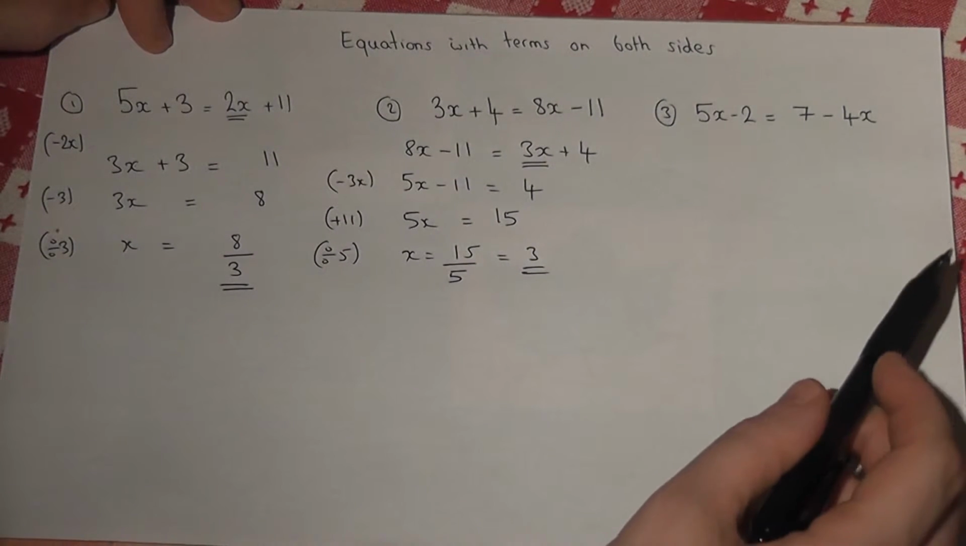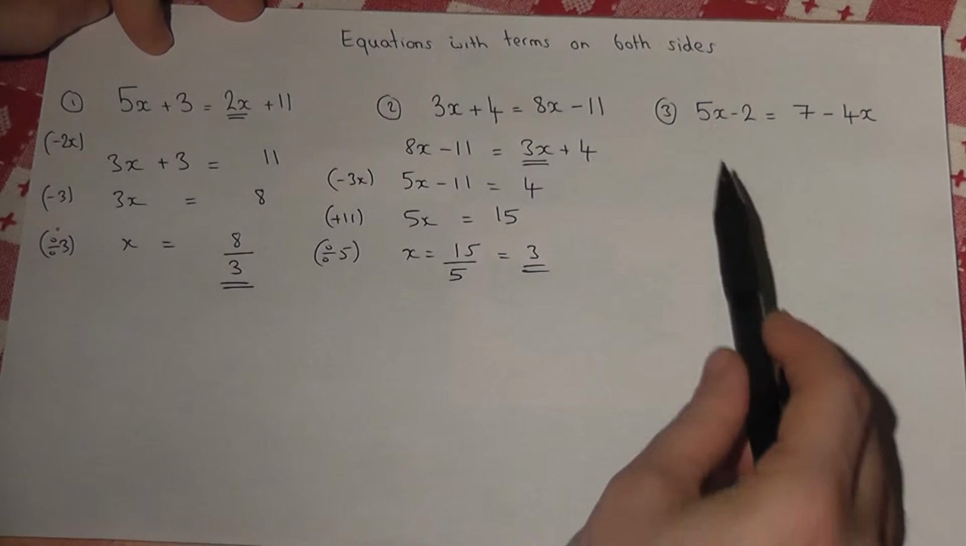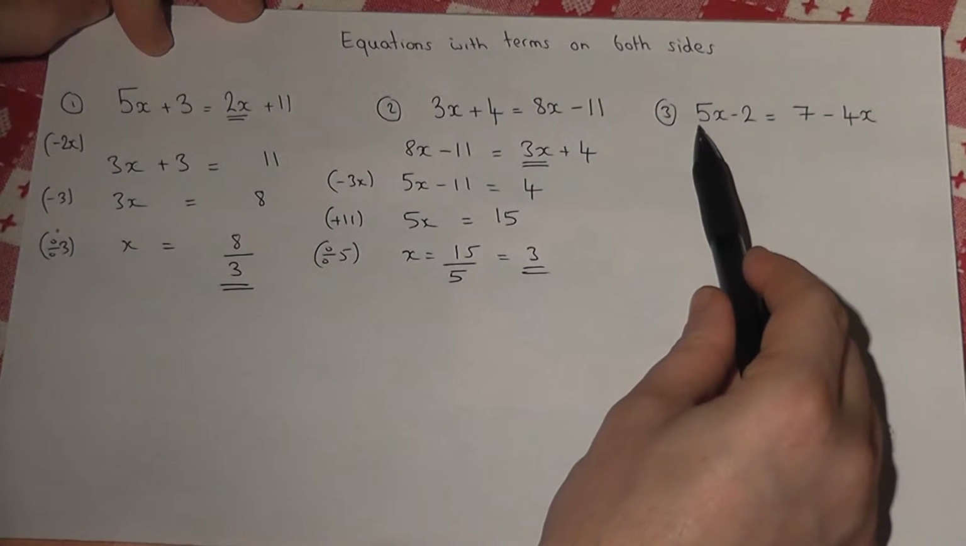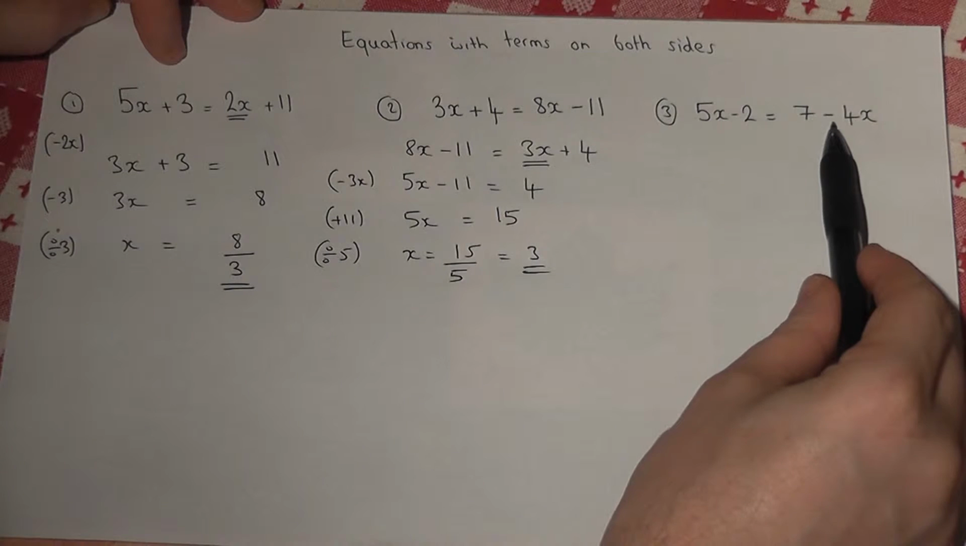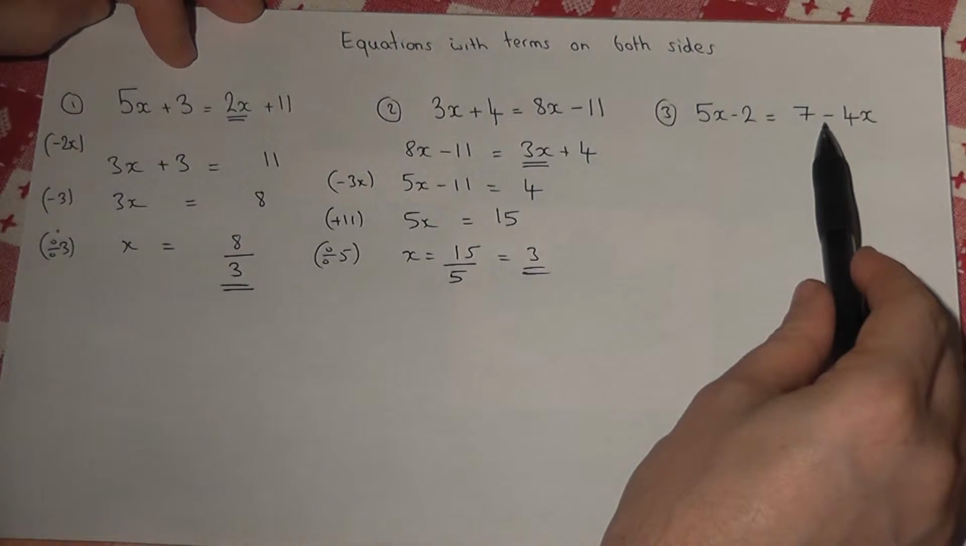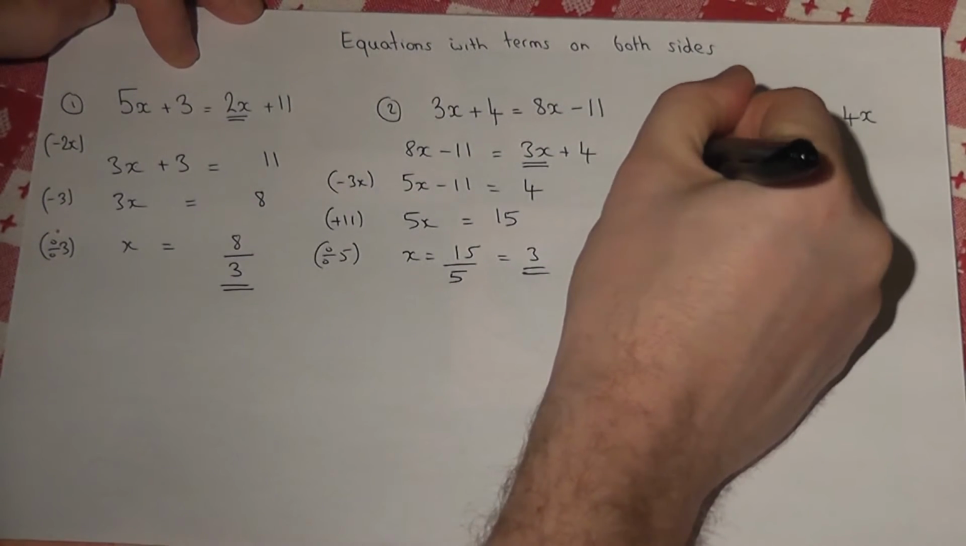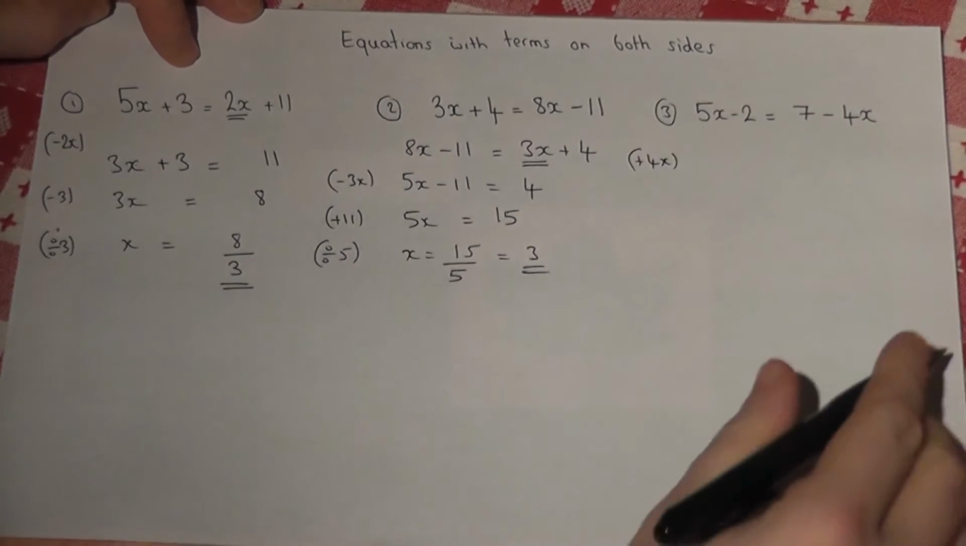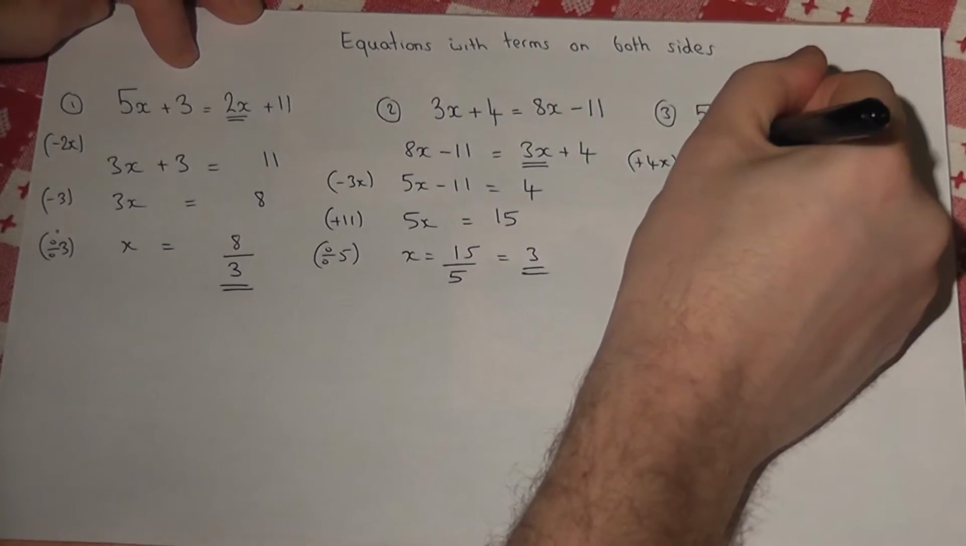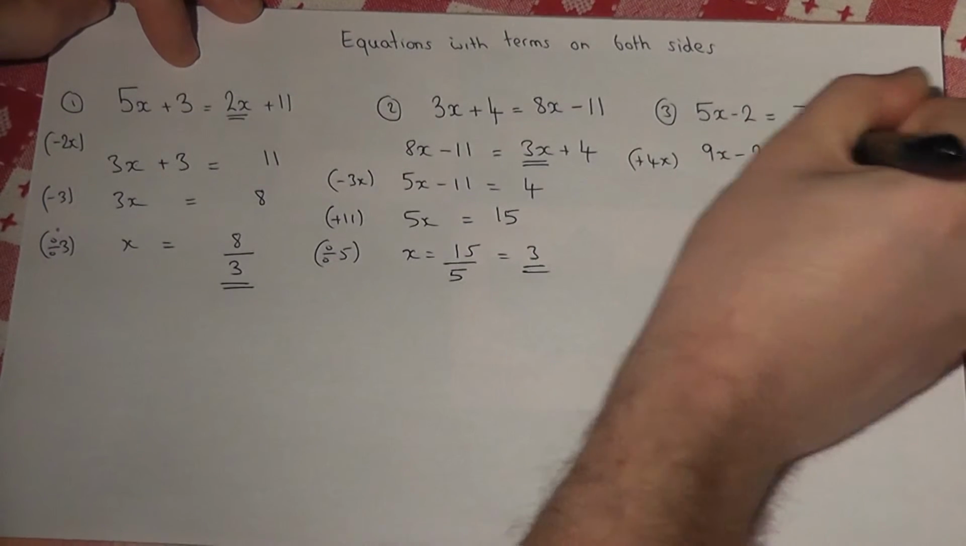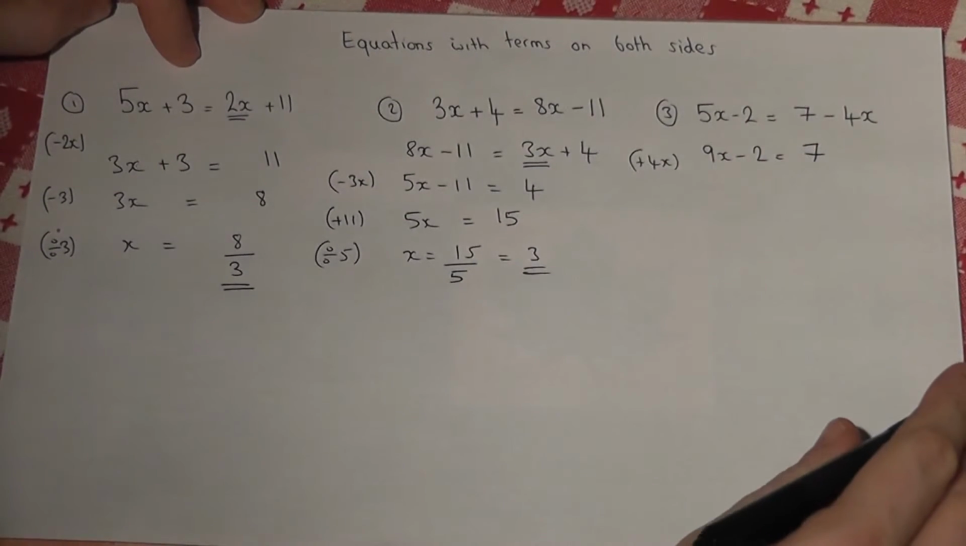So in the third example, there are more x's on the left hand side, I'm okay there, but there's a minus 4x there. So I need to add 4x to cancel it off. So this becomes 9x, and the right hand side now becomes a 7.